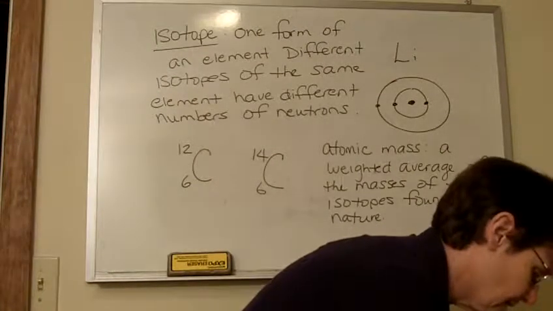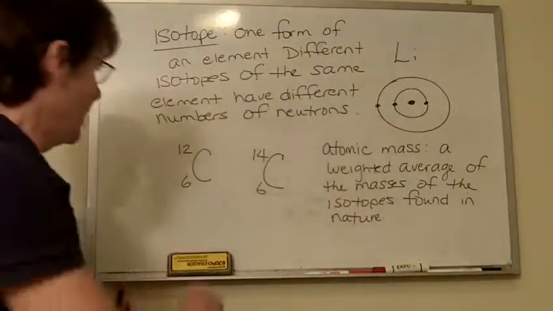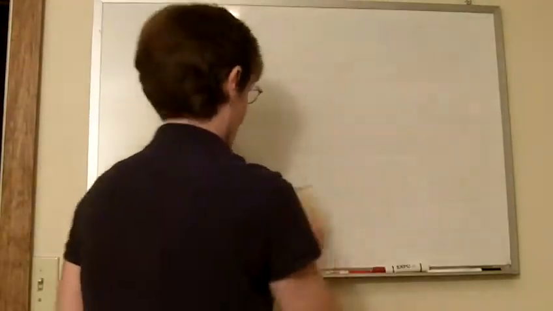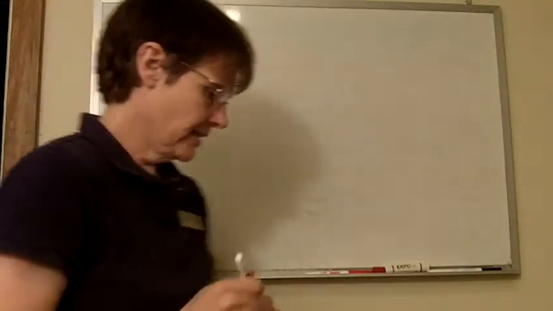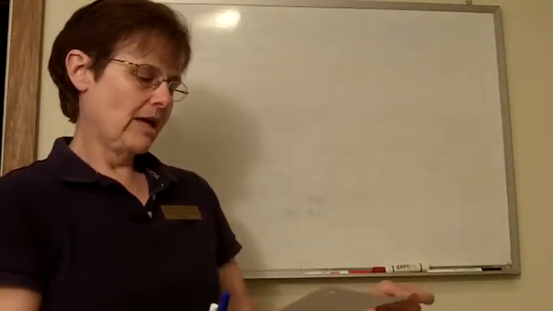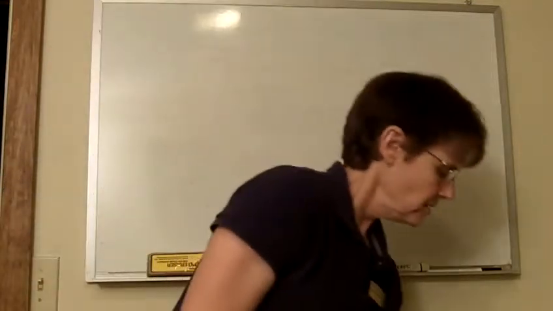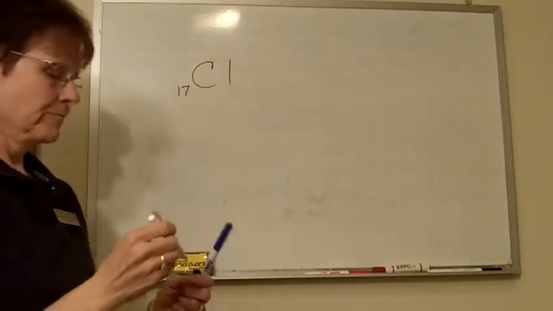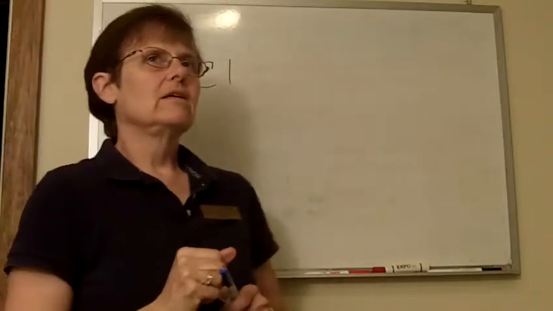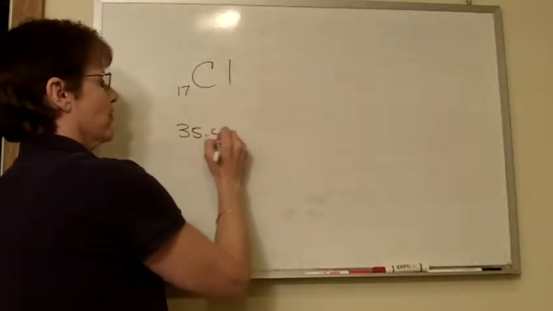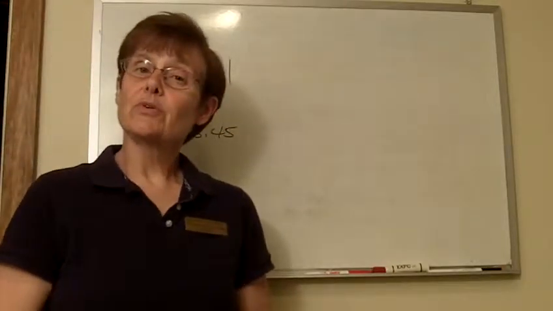So let's take some examples. And I will sneak in another concept while we're doing this. Let's take the example of chlorine. And let's say that we can tell from our periodic table that chlorine has 17 protons in its nucleus. So 17 would go down here. And if you look at the atomic mass, you're going to see it's 35.45. So this one is not particularly close to a whole number, is it?